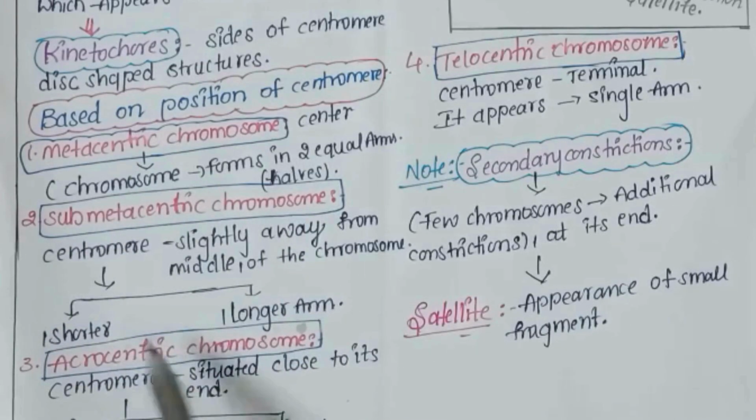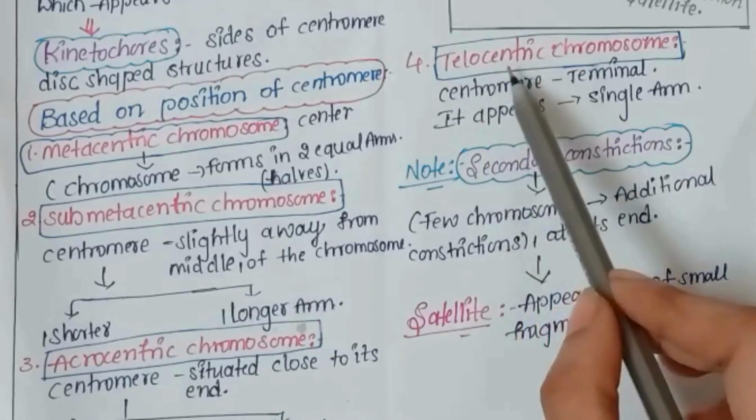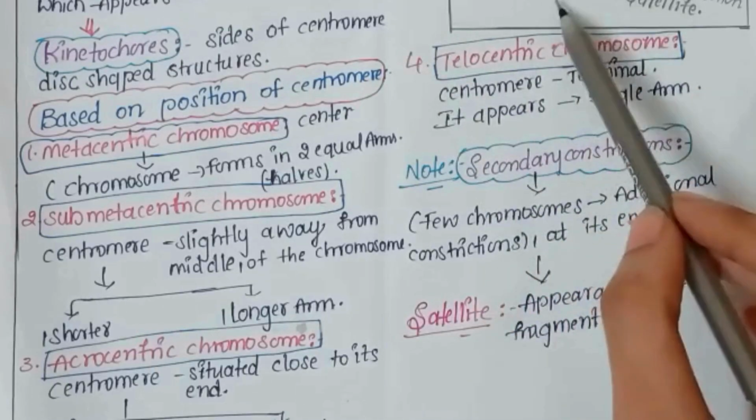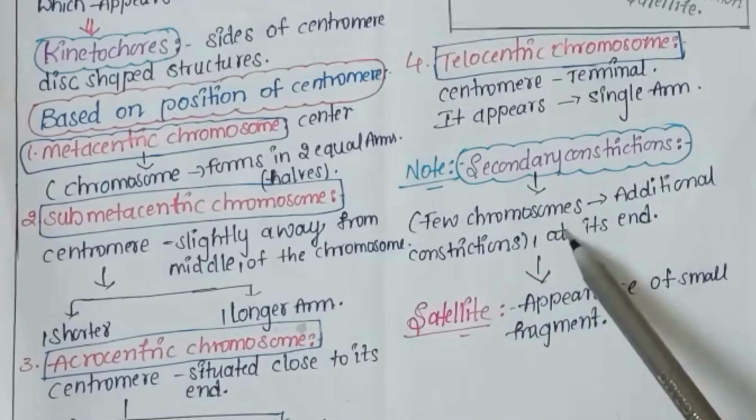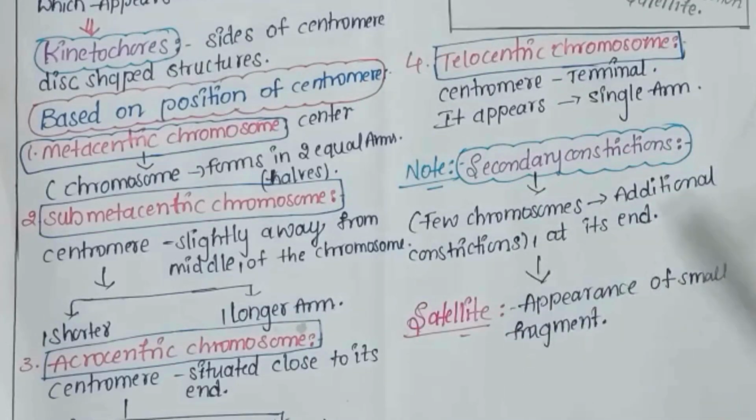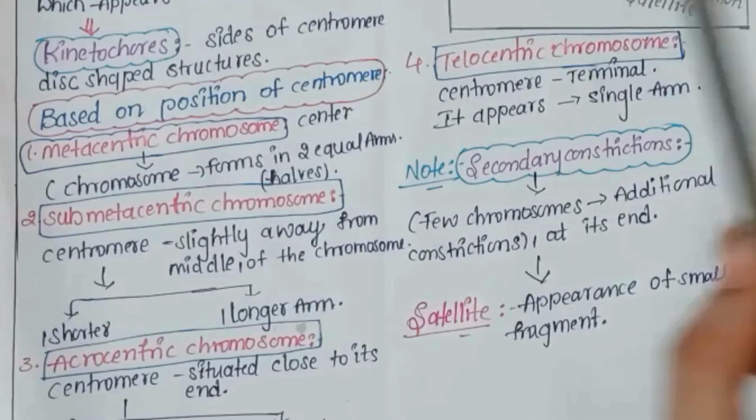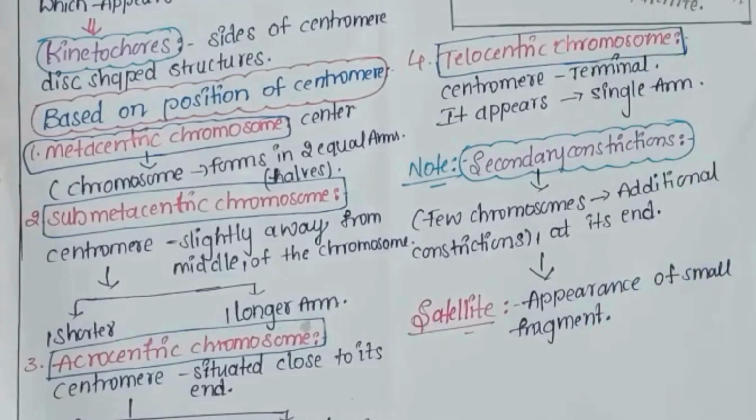If the centromere is situated close to its end and divides it into one extremely short and one extremely long arm, then it is known as an acrocentric chromosome. If the centromere is present at the terminal portion, then it appears as a single arm. It is known as a telocentric chromosome. And a few chromosomes have additional constrictions near their end, which are known as secondary constrictions, and beyond the secondary constrictions there are small fragments. These are known as satellites.